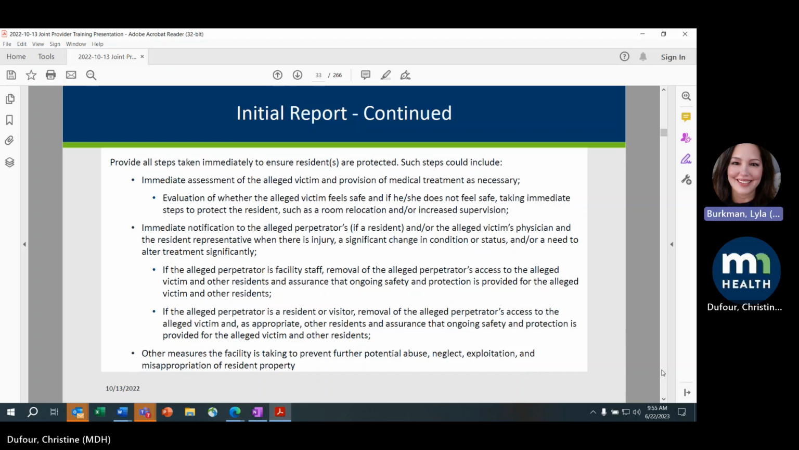If the alleged perpetrator is a resident or visitor, removal of the alleged perpetrator's access to the alleged victim and, as appropriate, other residents, and assurance that ongoing safety and protection is provided for the alleged victim and other residents. Other measures the facility is taking to prevent further potential abuse, neglect, exploitation, and misappropriation of resident property must also be included on the report.